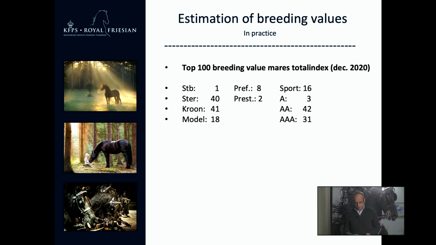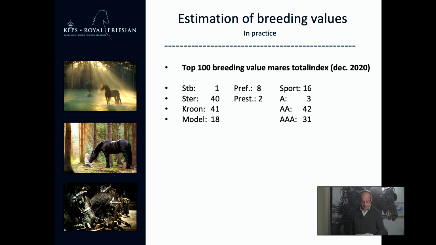Well, you see 40 of these mares are star, 41 are crown, 18 are model. Well, you would maybe expect higher numbers for crown and model. But what you see as well is that many of these star mares are very young star mares, and so they may be crown or model in a couple of years. And we know that we have a genetic progress, and that also means that younger mares have on average higher breeding values than older mares.